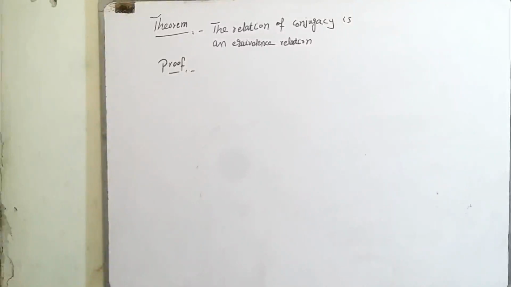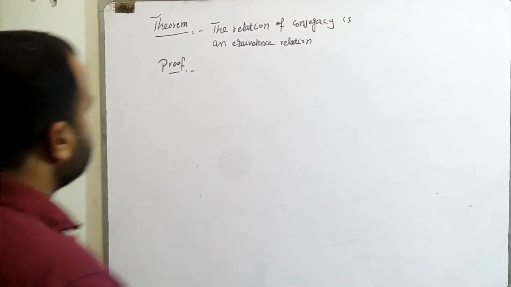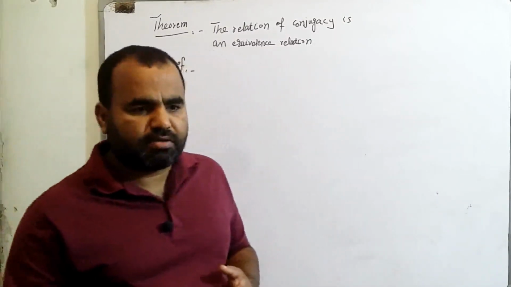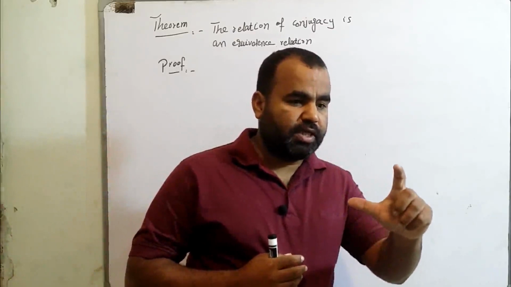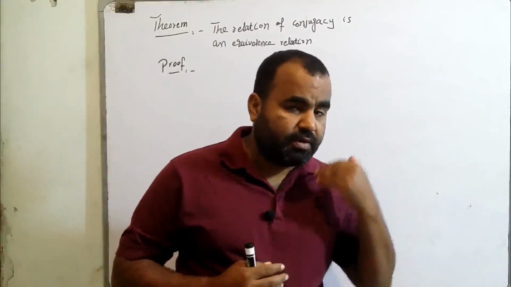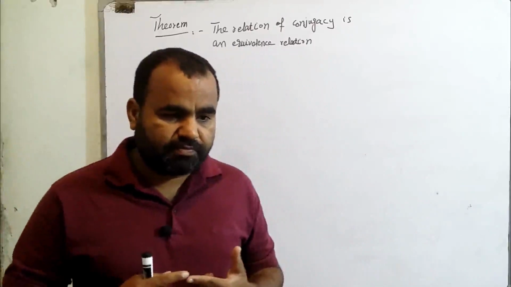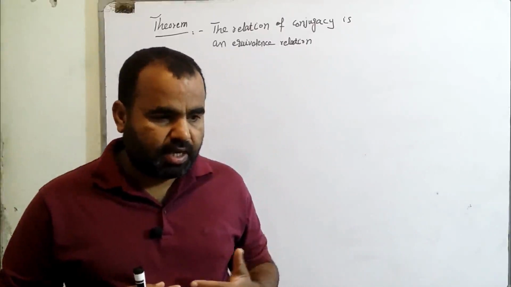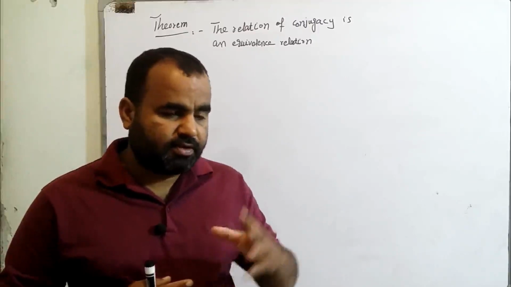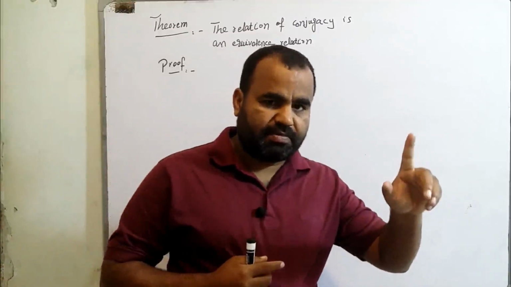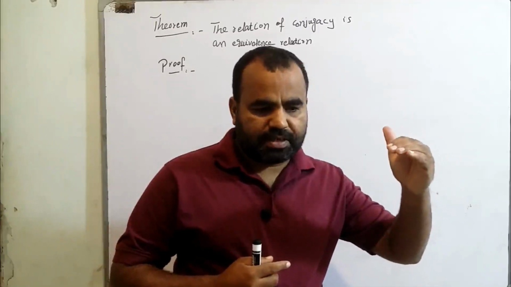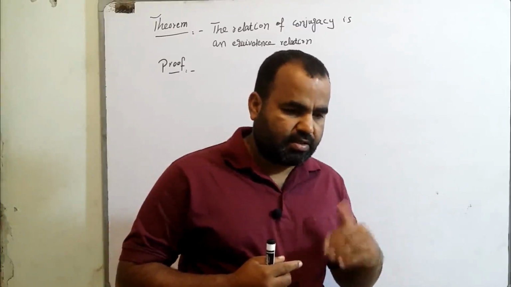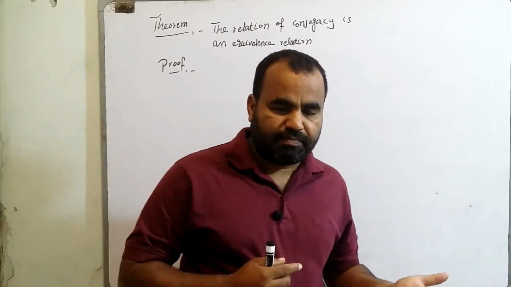There is a theorem. In this theorem, the relation of conjugacy is an equivalence relation. In order to prove that the relation of conjugacy is an equivalence relation, we have to prove three things: the reflexive property, the symmetric property, and the transitive property. If these three properties are satisfied, then we say that the relation we define is an equivalence relation.